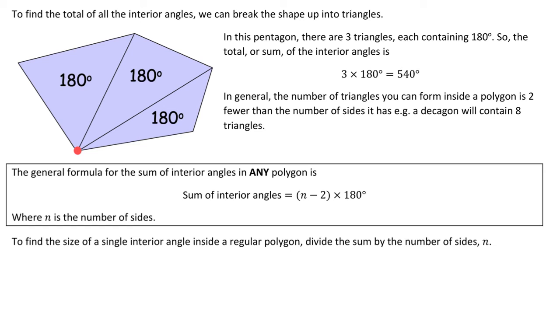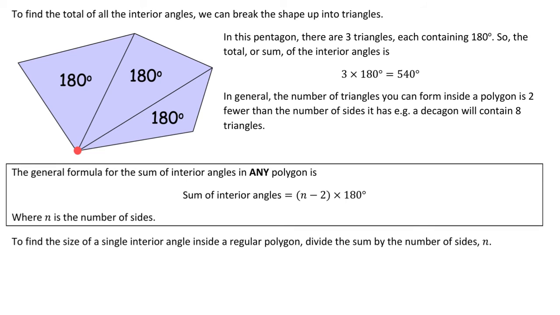To find the sum of all the interior angles, we get our polygon and split it up into triangles. In this pentagon we've split it into 3 separate triangles, and the angles in each triangle add up to 180. Because we've got 3 triangles, the sum of the angles of the pentagon is 3 times 180, or 540. This happens for every polygon: we can always form 2 fewer triangles than the number of sides. So a decagon will have 8 triangles.